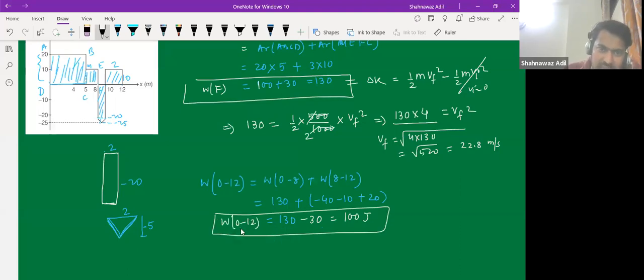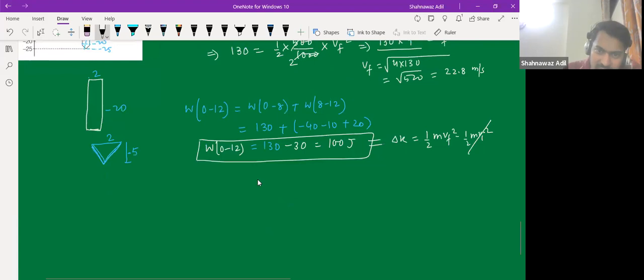Now we know that from 0 to 12, from force, we have got this 100 joule. And if we compare with the kinetic energy, that would be half m v final square minus half m v initial square. This part is again 0, right? If we would have used from 8 to 12, then it would have been whatever the velocity was at this point, and that we have already calculated, so that would have been 520. V final square would be 520, right, guys? But we are not using that part, so we'll use this.